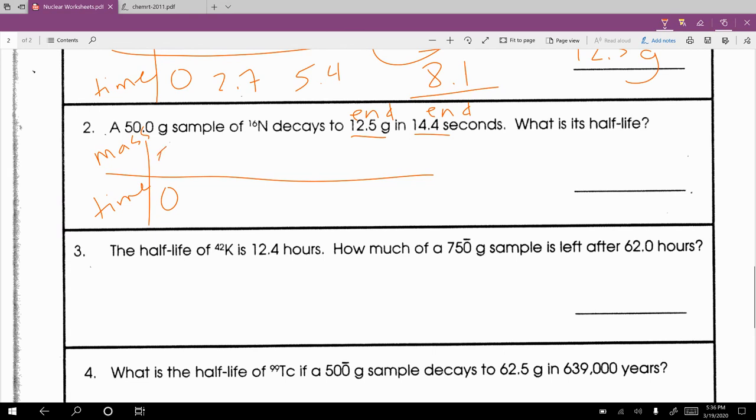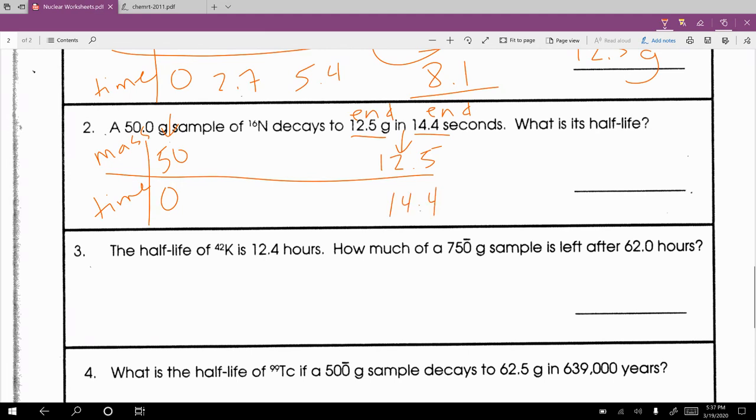I know that I'm starting off with a 50-gram sample. So how are we going to go about doing this? I know that this first column here is where I start. Then I'm going to finish at the end. So I know at the end I have 12.5 grams. Sorry for the ugly decimal point. And then that takes, oops, I flipped that, I've got to put that on the bottom. So my end amount is 12.5 grams and my end time is 14.4 seconds.